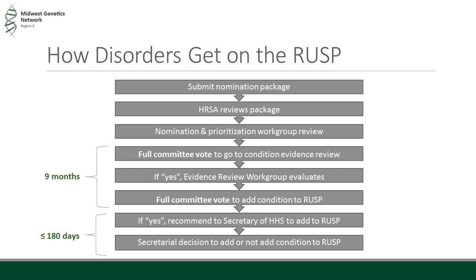The full committee's recommendation for inclusion to the RUSP is sent to the Secretary of Health and Human Services, who has the ultimate authority to add the disorder or not to the RUSP. And the Secretary is given 180 days to make this final determination.